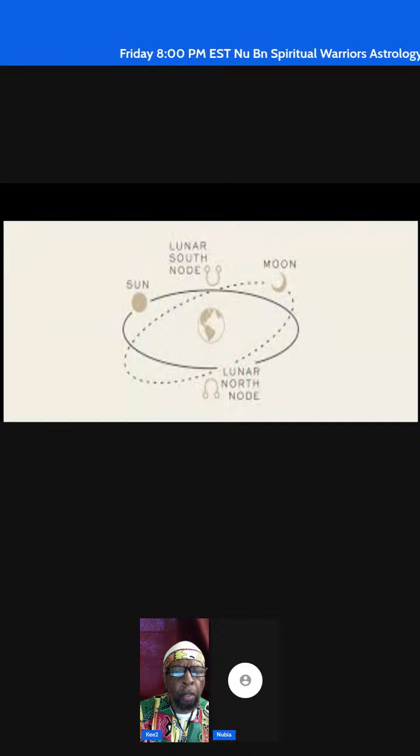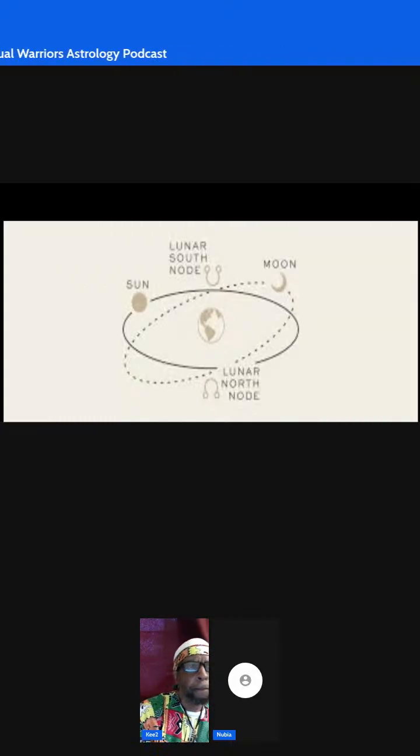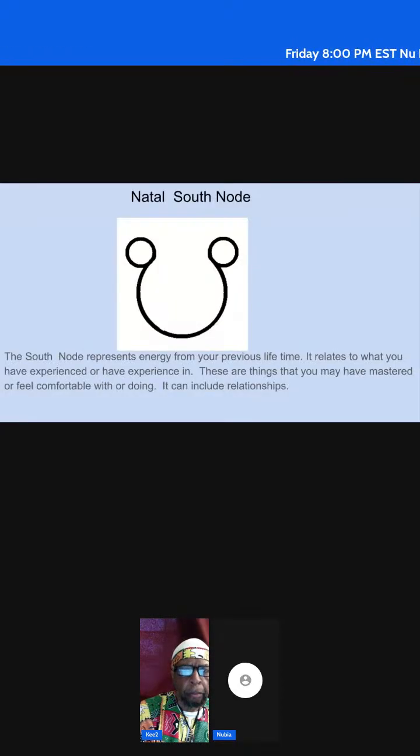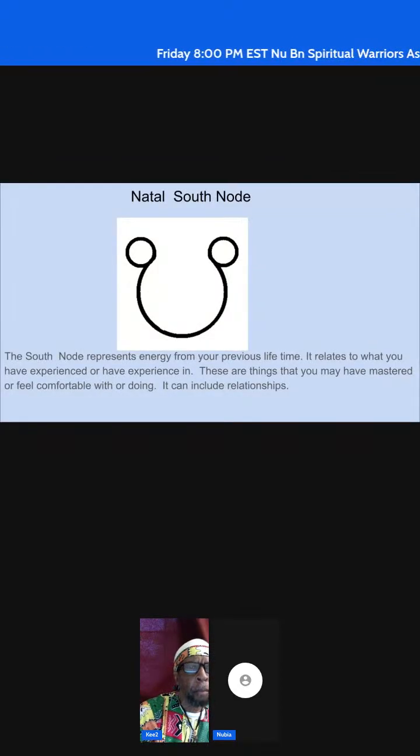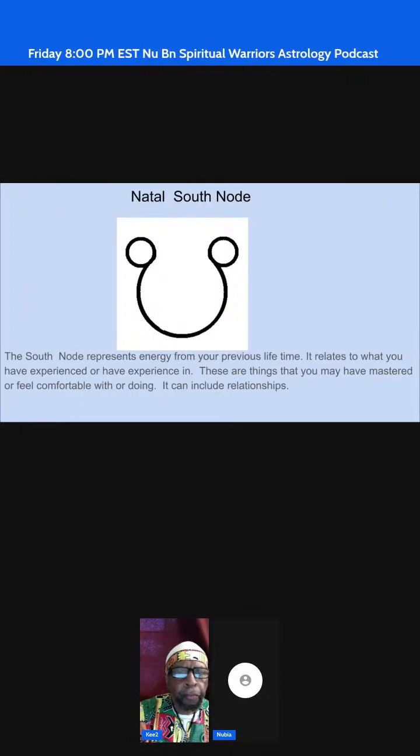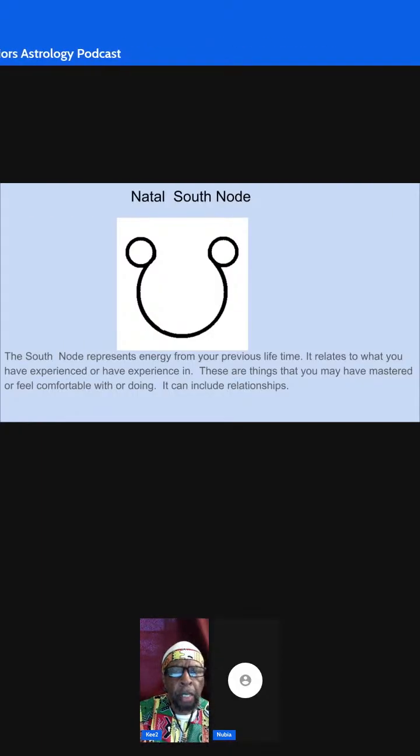At the point where the orbit of the sun and the orbit of the moon intersect, that's the critical point of the nodes, a sensitive point. Okay, so you have the lunar south node and you have the lunar north node. So let's take a look at that. This is the symbol for the, and I'm saying natal, the birth chart, south node.